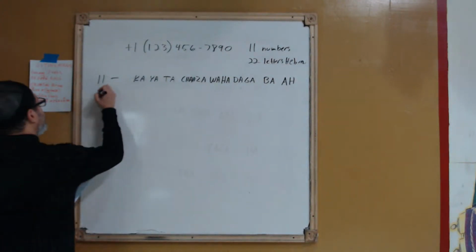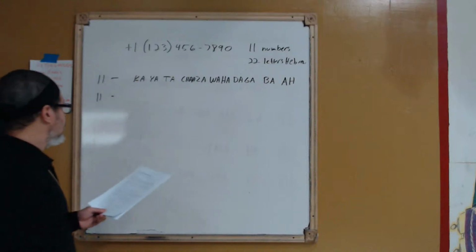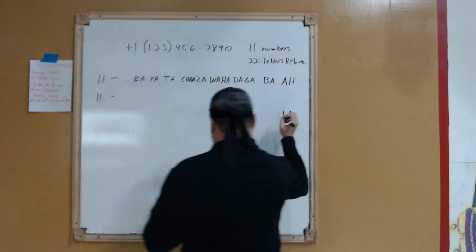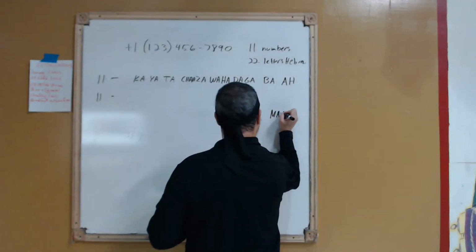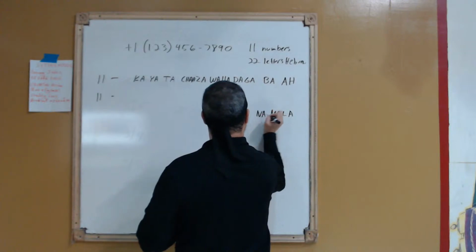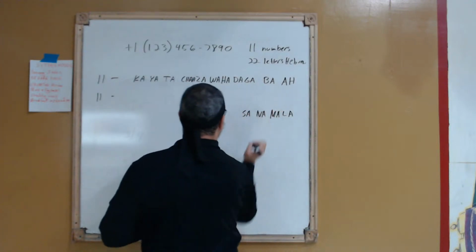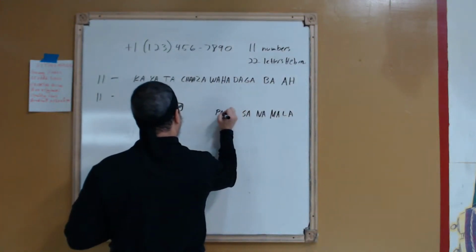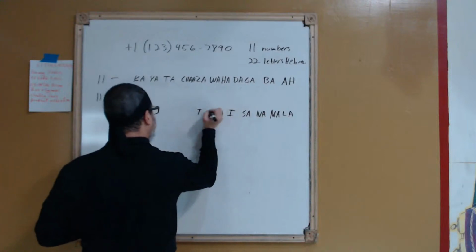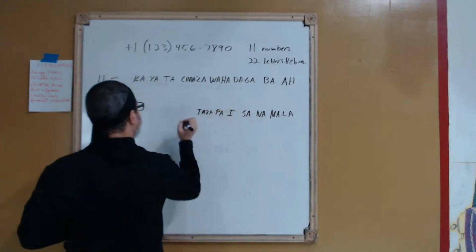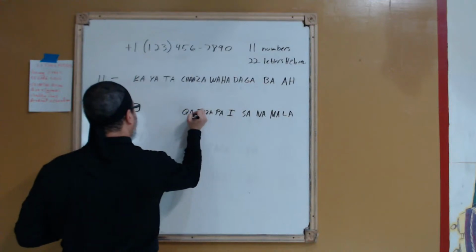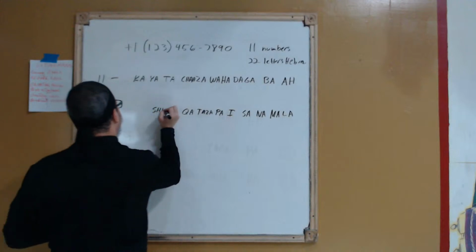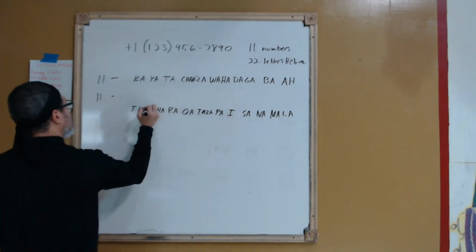And let's do the next 11. La, Ma, Na, Sa, I, Pa, Za, Qua, Ra, Sha, Tha.